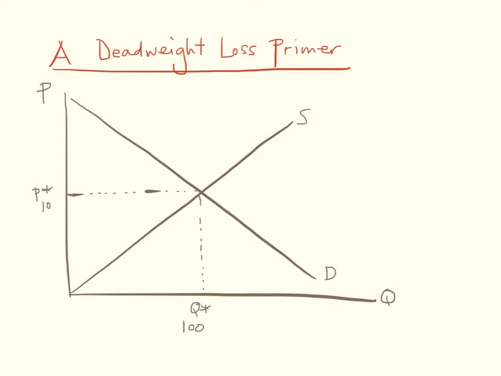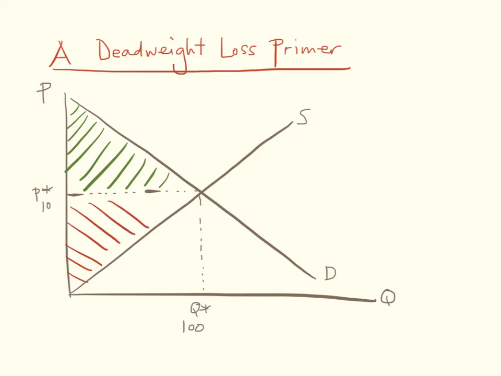Alright, so here is a primer on deadweight loss. I will start with a philosophical explanation and then we'll do some graphical interpretation. So the philosophical interpretation here is that your consumer surplus and producer surplus are maximized where the market equilibrium is. So here's your consumer surplus, here's your producer surplus, and they're at their highest when the market is in equilibrium.